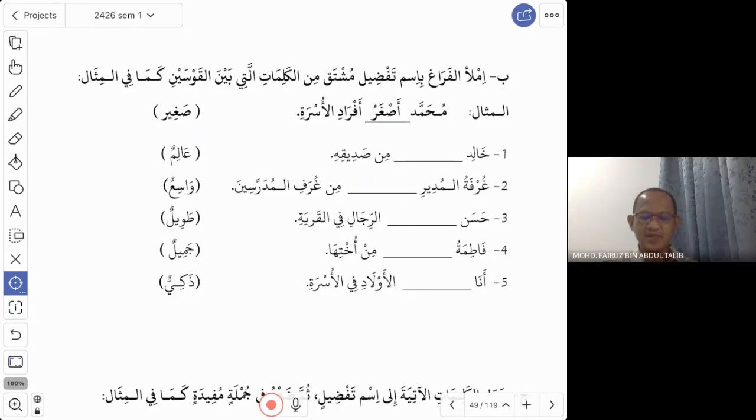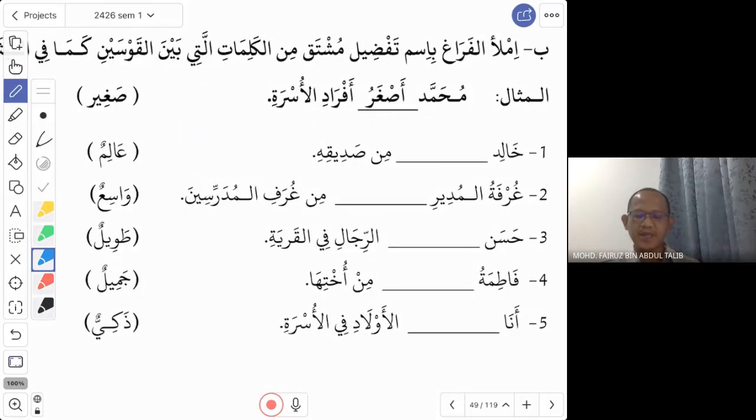Okay, let us try this together. Khalid min sadiqihi. Khalid, his friend. Now they want you to use the word alim, knowledgeable, or scholar. Alim can mean scholar, it can mean knowledgeable, the person who knows. So what do you want to say? You want to say more knowledgeable because you have the word min here. You want to say Khalid is more knowledgeable than his friend. So what is the word now? You want to say more knowledgeable.